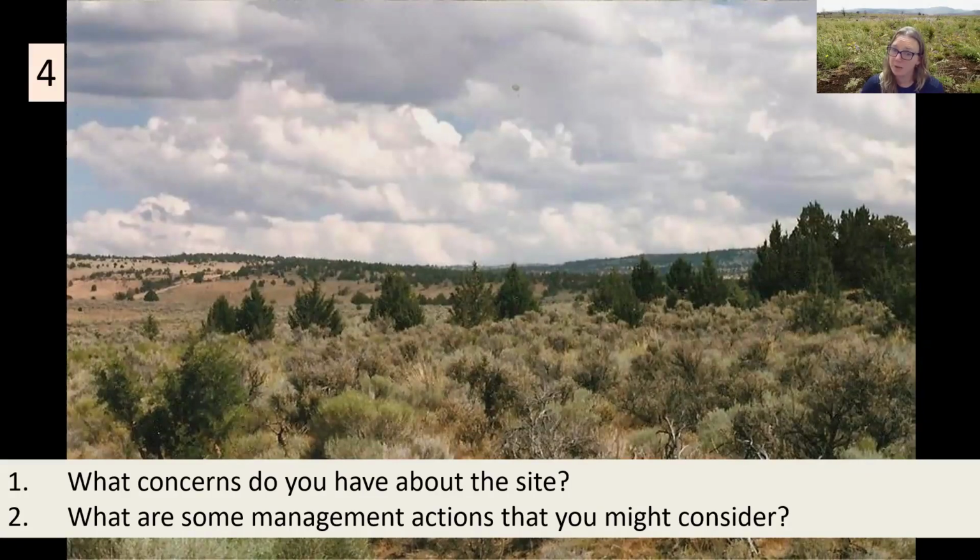What would you all consider doing with the juniper? Mulching it, maybe mastication. Somebody said chainsaw, knocking them down, cut, pile, and burn. Yeah, lop and scatter. Depends on what. I'm not seeing any advocates for prescribed burning. I wonder if anyone would consider burning this.